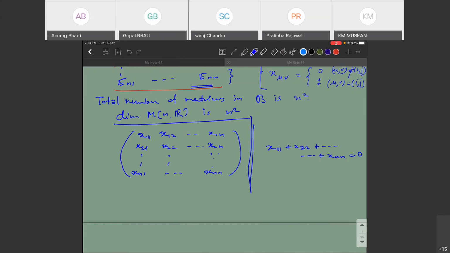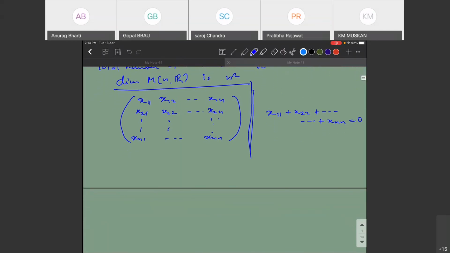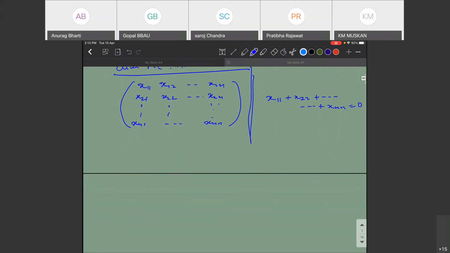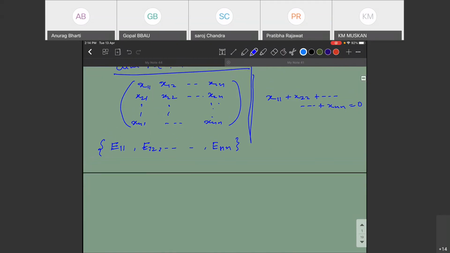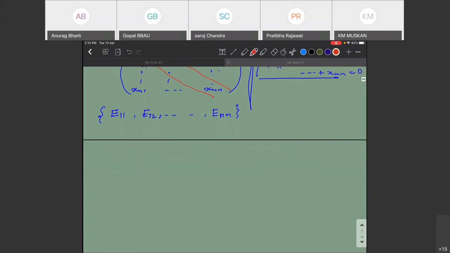Okay. So from here, what we observe is that E11, this was the basis, this spans E11, E12, E1n, at the end Enn. It would be a basis if there is a relation between them. So what is the relation? So the only condition is on the diagonal entries here. Okay, so let us see only diagonal.